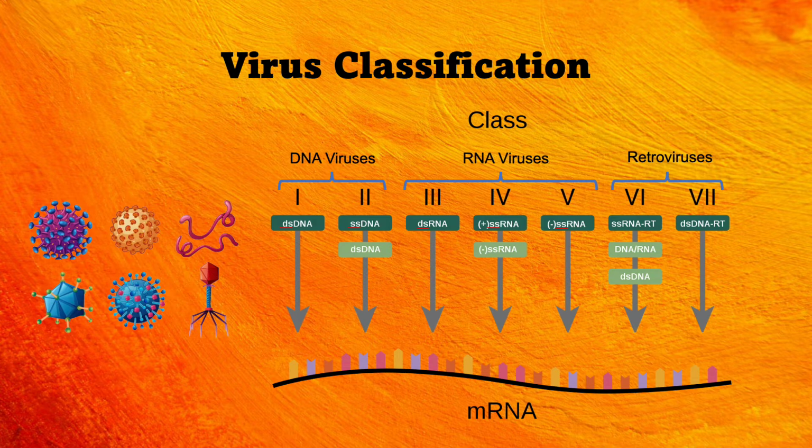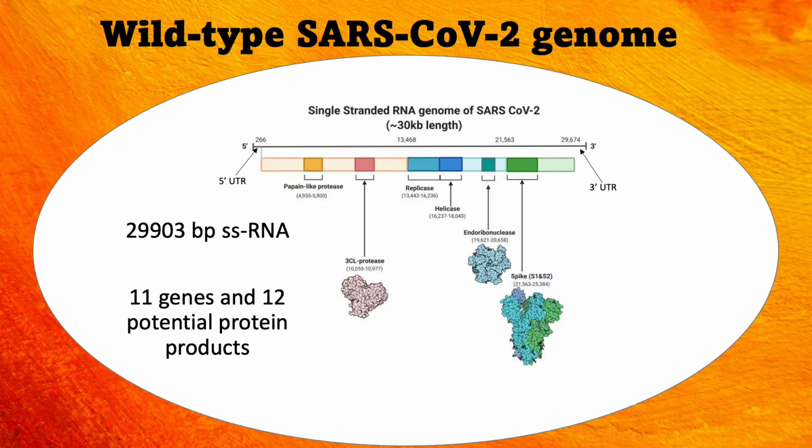SARS-CoV-2 and other coronaviruses are classified as positive-sense single-stranded RNA viruses. This type of RNA must be transcribed into negative-sense RNA, which can then be used as a template to transcribe mRNA. Here is the entire genome of the first SARS-CoV-2 strain that was initially identified in Wuhan, China. It contains about 30,000 nucleotide base pairs across 11 genes that code for 12 potential protein products.